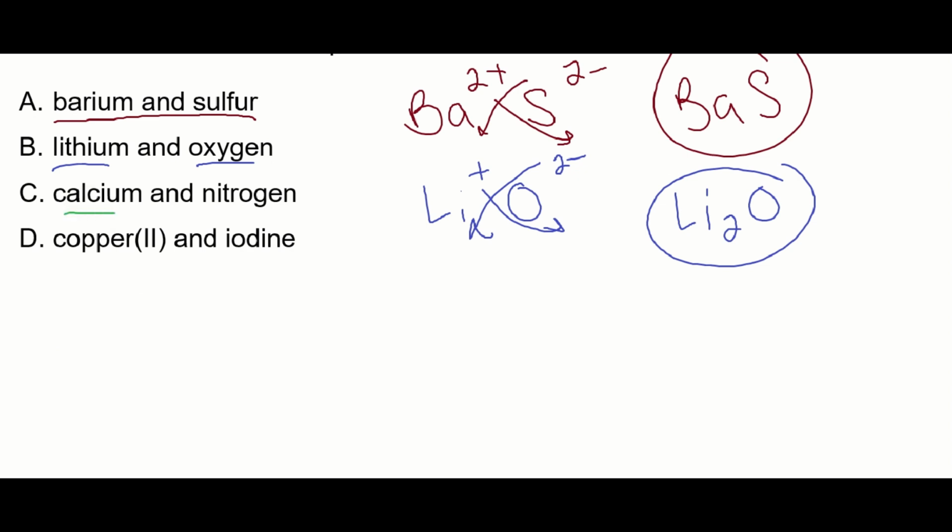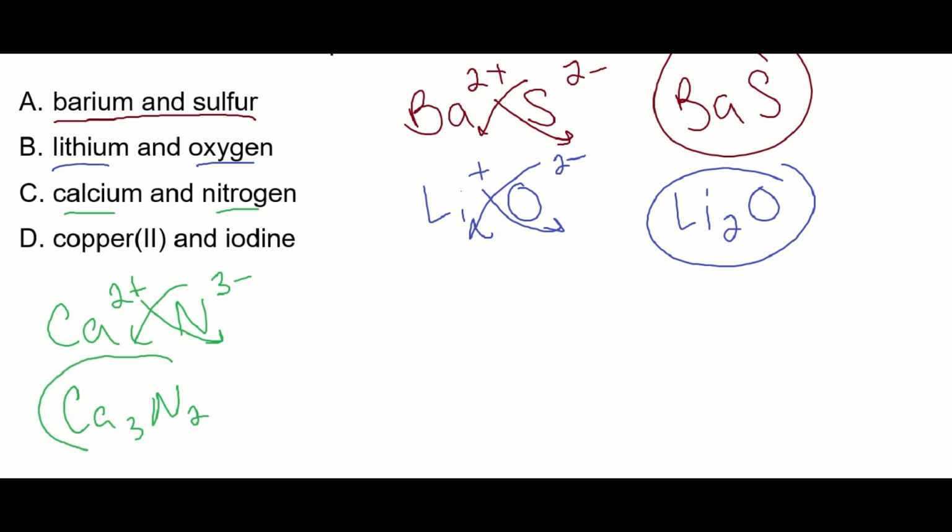Next up, we have calcium and nitrogen. Calcium is a group 2 metal. It's going to form a 2 positive cation. Nitrogen is going to gain 3 electrons. It's going to be a 3 negative anion. Crisscross those, and you're going to get Ca3N2, is the formula for calcium nitride.